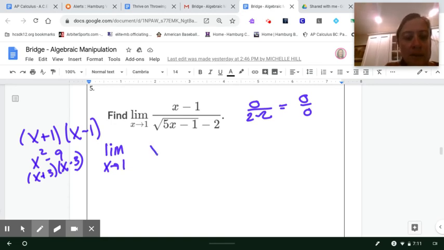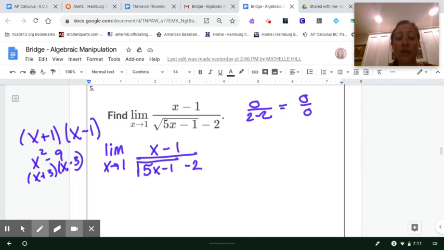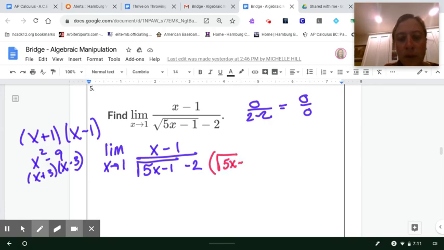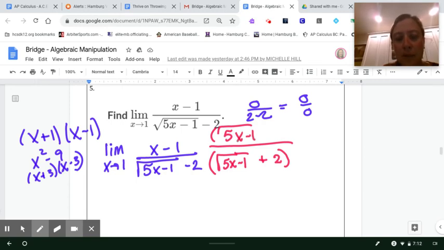All right, so I'm going to rewrite this limit, x minus 1 over the square root of 5x minus 1 minus 2. Now I'm going to multiply by the conjugate of the radical. So maybe you want to star that in your notebook, highlight it. You're always doing the conjugate of the radical. So I'm going to multiply the top and bottom by the square root of 5x minus 1, and the conjugate now is plus 2. I'm going to do that to both the top and bottom because it's like multiplying by 1. You can do it as long as you're multiplying by 1, and anything divided by itself is 1.